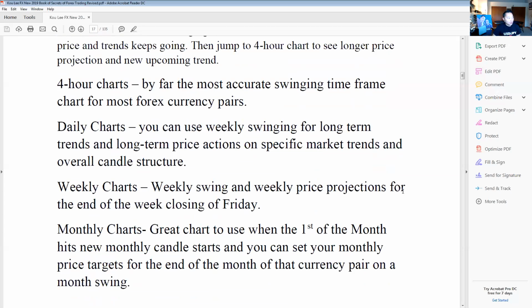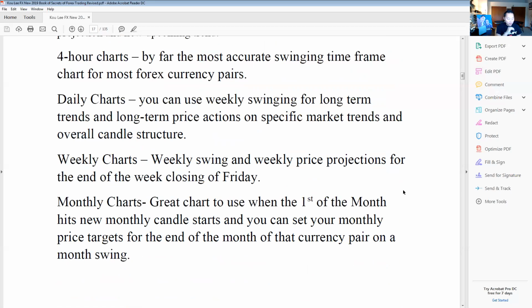And with the time frames, let's talk about the 4-hour, daily, weekly, monthly, because you're going to have to learn how to swing long term.